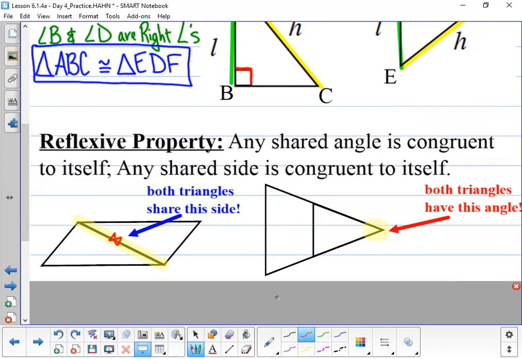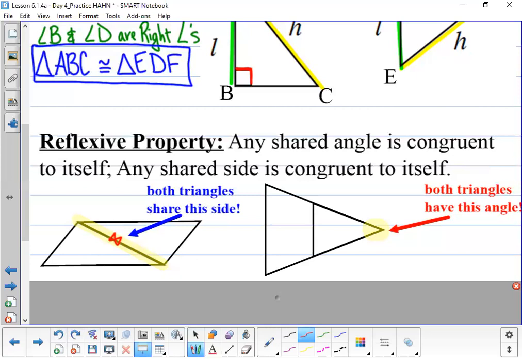I know we talked about the reflexive property briefly first quarter, but here's a more formal introduction for you. So you might see this kind of diagram where a side is being shared between the 2 triangles, and that is enough for you to say that that side length is congruent to itself because of the reflexive property.